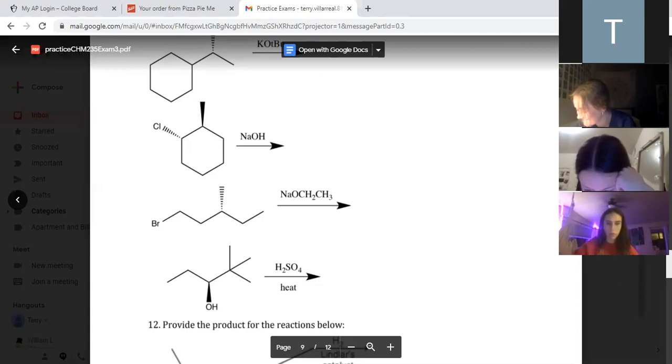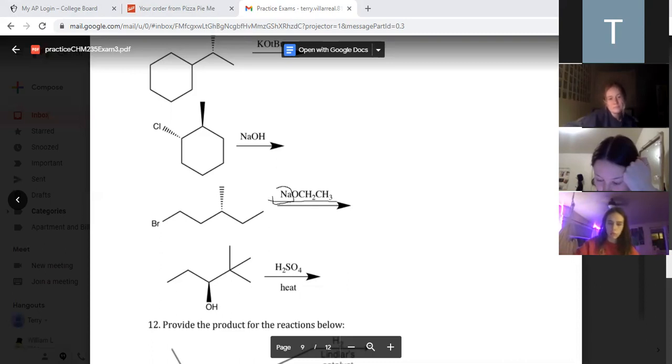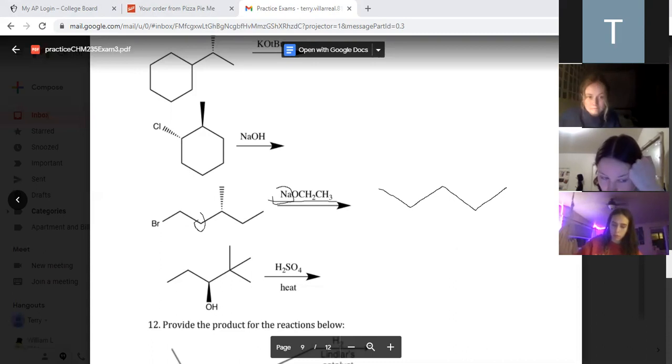Okay, in our first one, is this going to be an E2 or an E1? It's an E2 because it's sodium ethoxide, right? That O minus is usually a good indicator. So this is going to be an E2, so we don't have to worry about, because we only have one beta carbon, therefore this, and then our stereocenter that's over here is going to stay the same, like that.